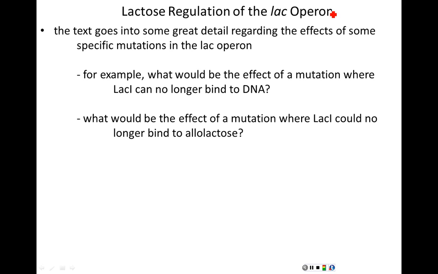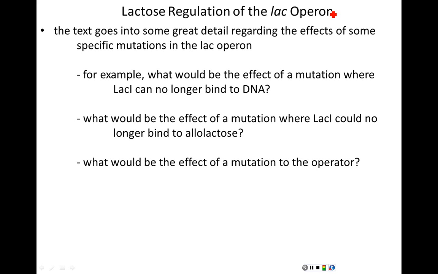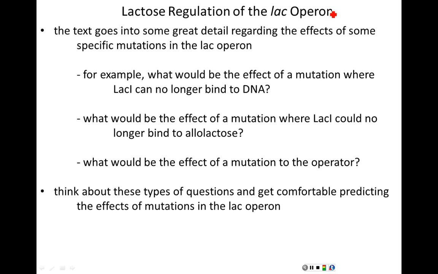What would be the effect of a mutation in LAC-I where its DNA binding ability was unaffected, but it could no longer bind to allolactose? What effect would that have on the regulation of the lac operon if this mutant LAC-I could no longer bind to allolactose? What would be the effect of a mutation to the operator sequence? So LAC-I was completely fine, but it still couldn't bind to the lac operon because its landing site, its regulatory element, that operator, had a mutation in its sequence.